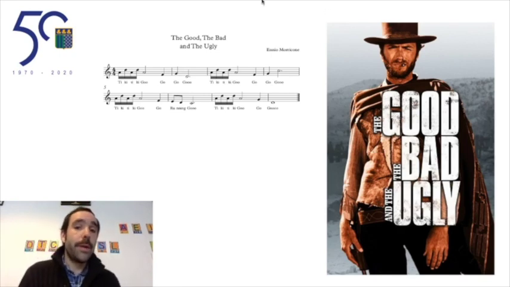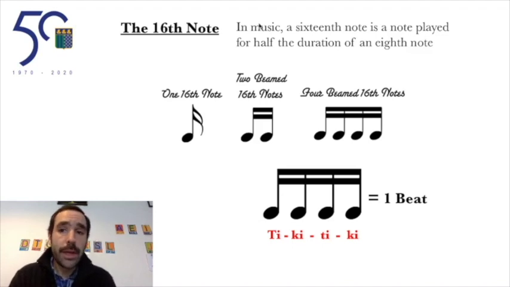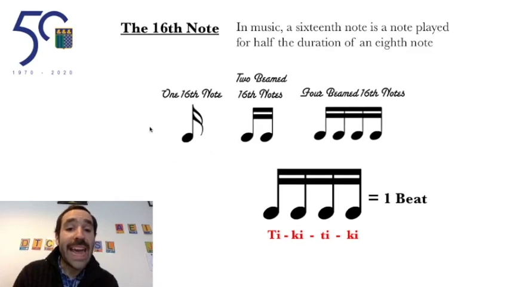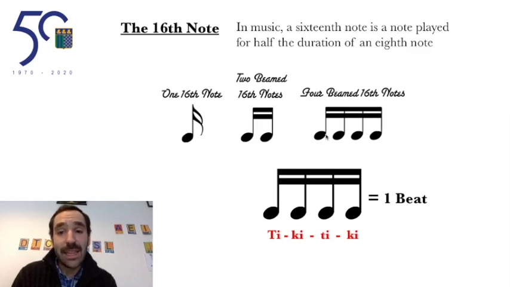But first, before we learn the song, we need to learn this new rhythm figure, the 16th note. A 16th note in music is a note played for half the duration of an 8th note. So, a 16th note is half of an 8th note. Here we have two beamed 16th notes, and here we have four beamed 16th notes together. This is the figure that appears in the sheet music.